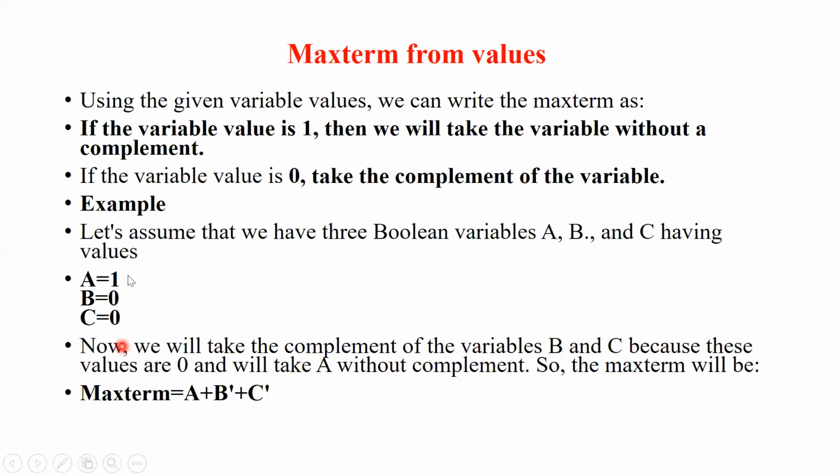So, again, we take the same example. A is 1, B is 0, C is 0. So where there is 1, we take the variable as it is. Wherever there is 0, we take the complement of that. And how do I write the max term? A plus B dash plus C dash. So this is the max term from the value. Previously it was A, B dash, C dash for the min term representation. For max term representation, same thing, it will be A plus B dash plus C dash. So min term is always to do with a product and max term is always to do with addition.